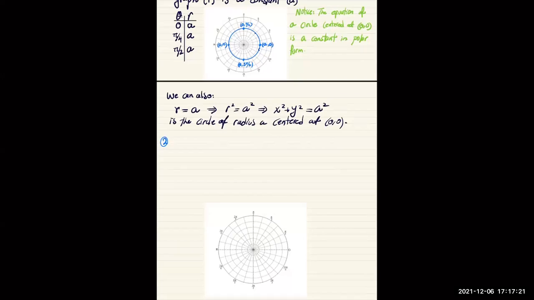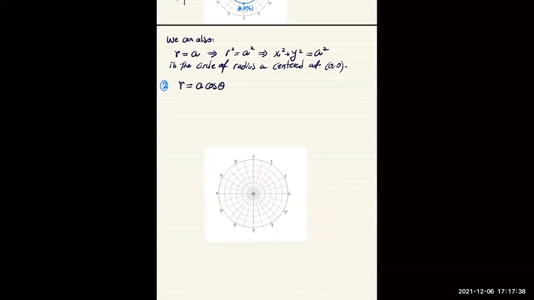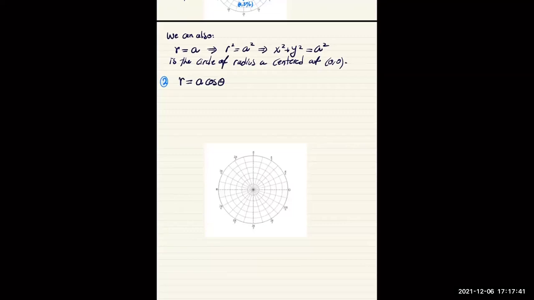Okay, so let's get the second most common polar equation, and it is r equal to a cosine theta. This is what I tried to graph a little bit earlier. We graphed r equal to 1 cosine theta, but we want to know what happens if you have cosine theta with some number in front. This a is just a constant number.